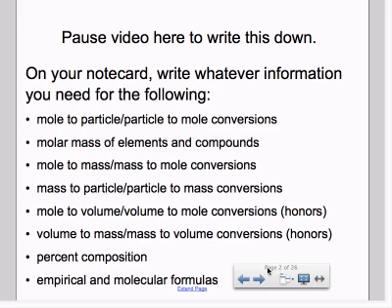So those are all using the molar volume of a gas that we talked about at the end of the chapter. You need to be able to figure out the percent composition and be able to calculate the empirical and molecular formulas if you're given the percent composition. So pause here if you need to write that down, and then continue on.